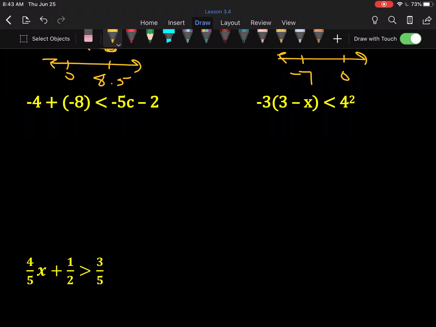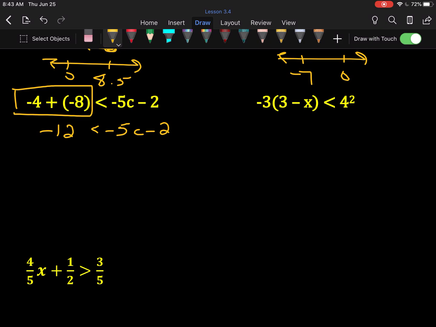Okay, this guy is the first time we've got some like terms to combine. On the left-hand side of the inequality symbol, I can put those together. -4 and -8 make -12. And I know c is on the wrong side. I'm going to fix that last, actually.